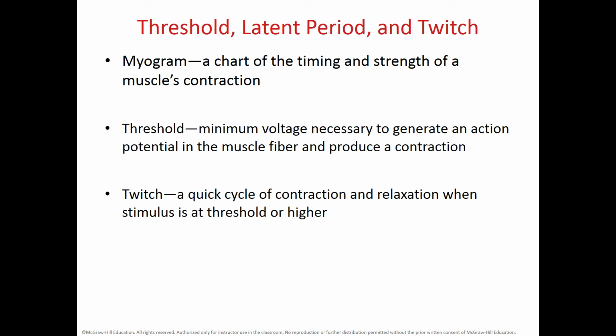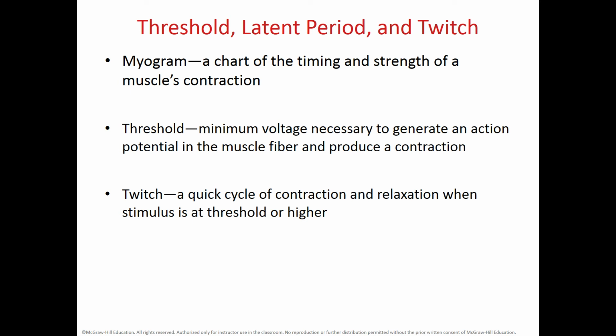So then we have this part of muscle physiology that is called threshold, latent period, and twitch. With myograms, we can study this period. So in the threshold period, you have a minimum voltage required to generate an action potential in the muscle fiber so you can have a contraction. And then you will have a twitch after you generate this action potential, which is a quick cycle of contraction and relaxation when the stimulus has reached the threshold or higher.